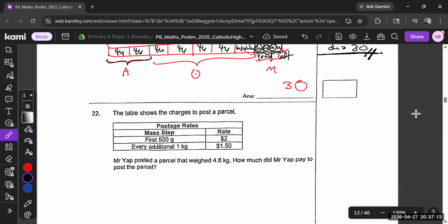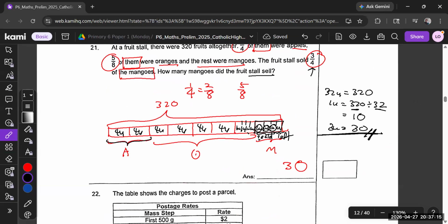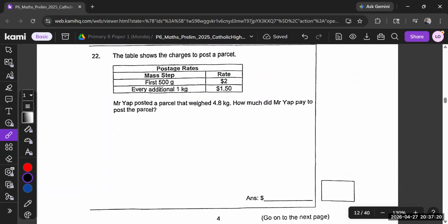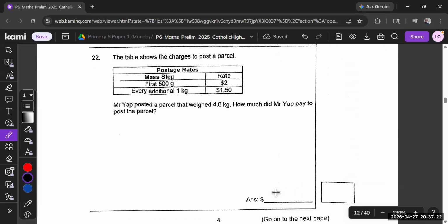Okay, question 22. Question 22. Okay, copied down already? Anyone need to copy down? Okay, let's go on. Okay, question 22. The answer is $9.50. Line method.